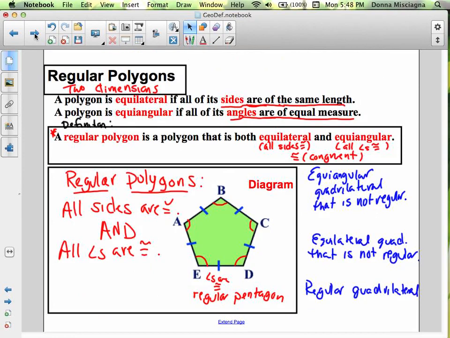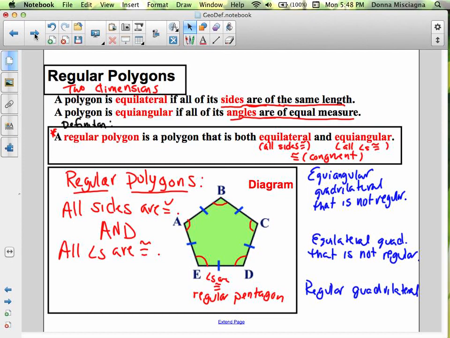Right, so some polygons are what we call regular polygons. So we're going to talk about those. In your notes, before you see the word regular polygon, you have 2 other vocabulary words that we're going to talk about first before we can even talk about regular polygons. And those are equilateral and equiangular.